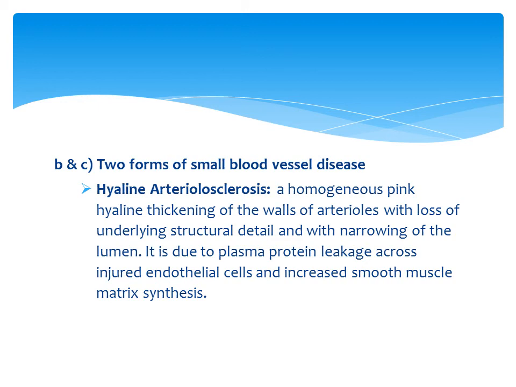And in part C, they are asking you about the microscopic features of these 2. In hyaline arteriosclerosis, there is deposition of a homogeneous pink hyaline substance within the walls of the arterioles, within the tunica intima layer, with loss of underlying structural detail and narrowing of the lumen. It is due to plasma protein leakage across the injured endothelial cells and increased smooth muscle cell matrix synthesis.